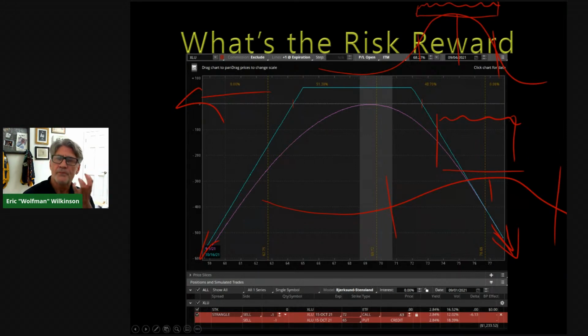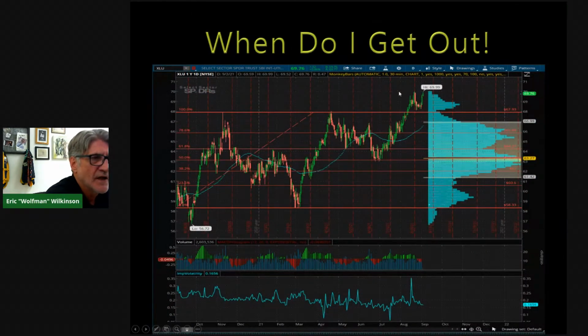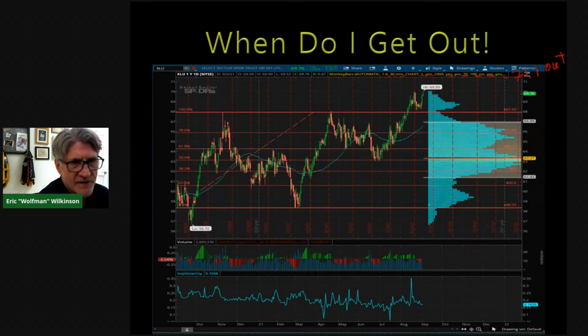Because delta is the probability of being in the money at expiration. So it's just telling you that range is a little bit wider probability. All right. So with this case, I got my pen up there. I think it's 71.1. That's my out. If it goes through the upside, that's my out, and then my out on the downside.